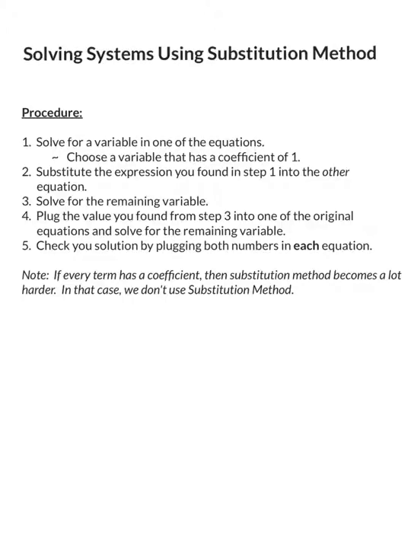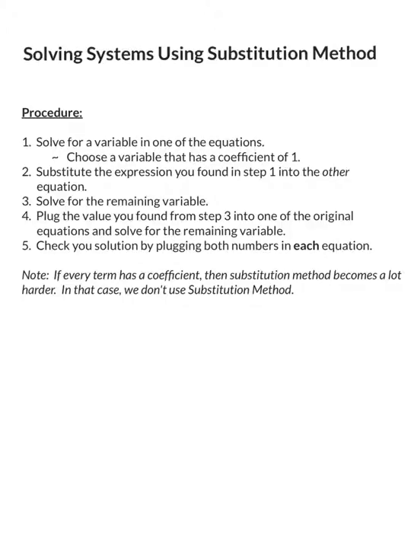We're going to then substitute the expression we found in step 1 into the other equation. We're going to solve for the remaining variable, and then plug the value you found from step 3 into one of the original equations and solve for the remaining variable. Finally, check your solution by plugging both numbers into both equations. One thing to note is that if every term has a coefficient, then substitution method becomes a lot harder. In that case, we don't use substitution method. We will use our second method, which we will discuss in the next lecture.